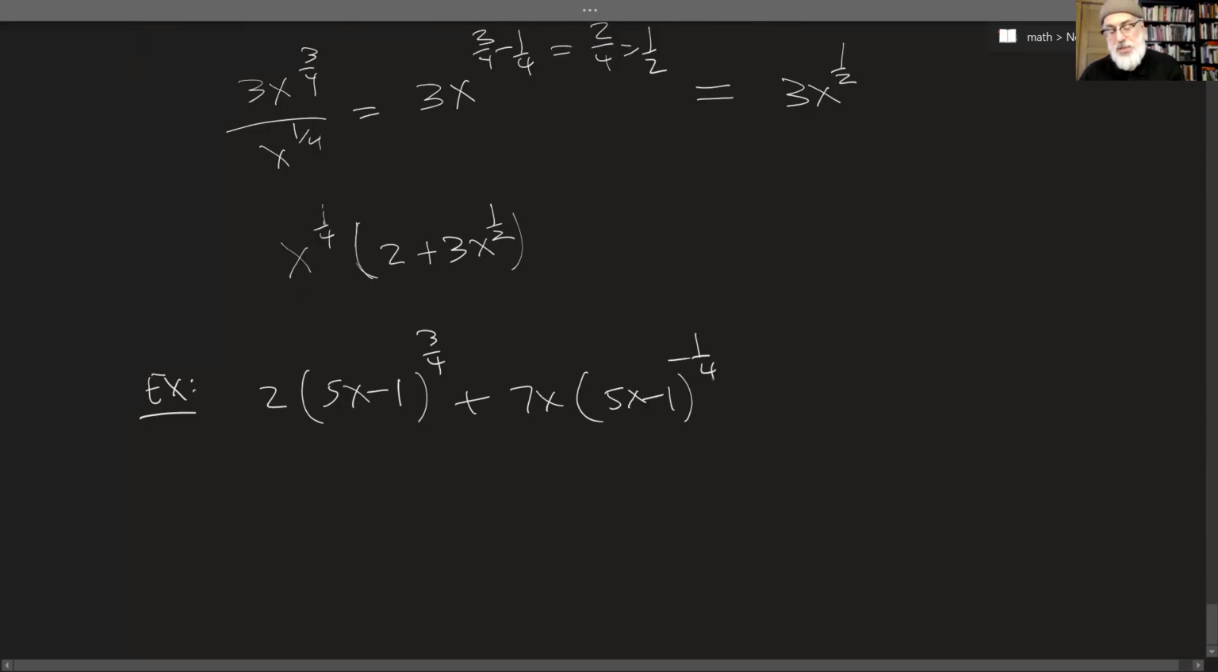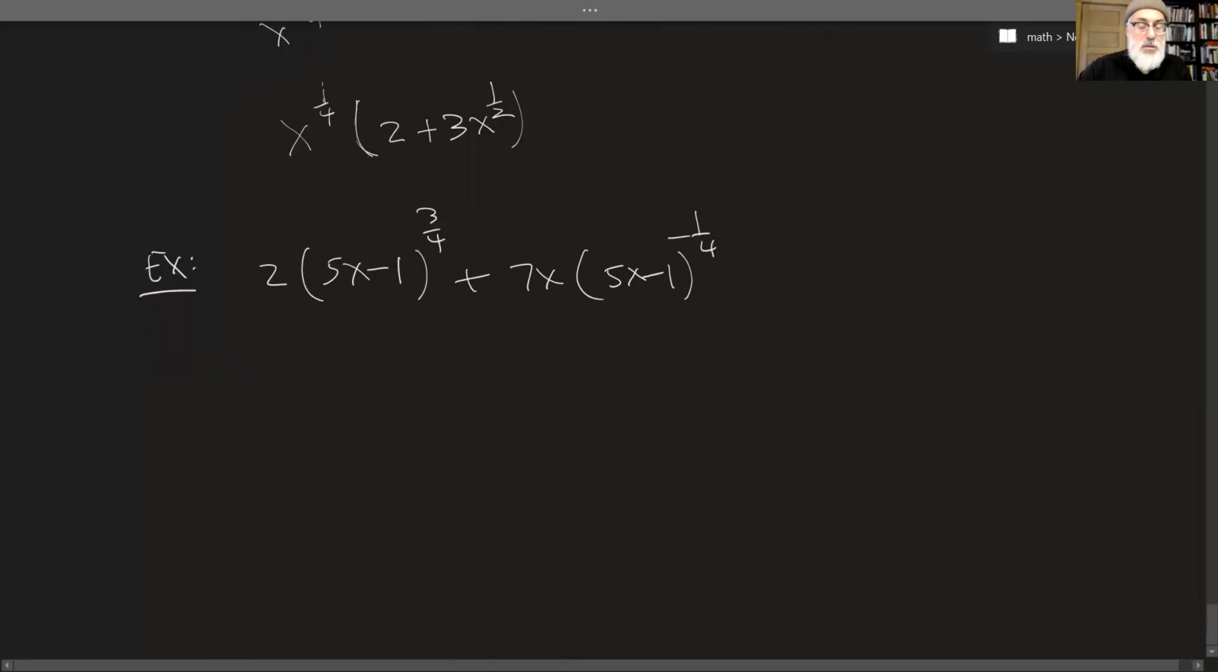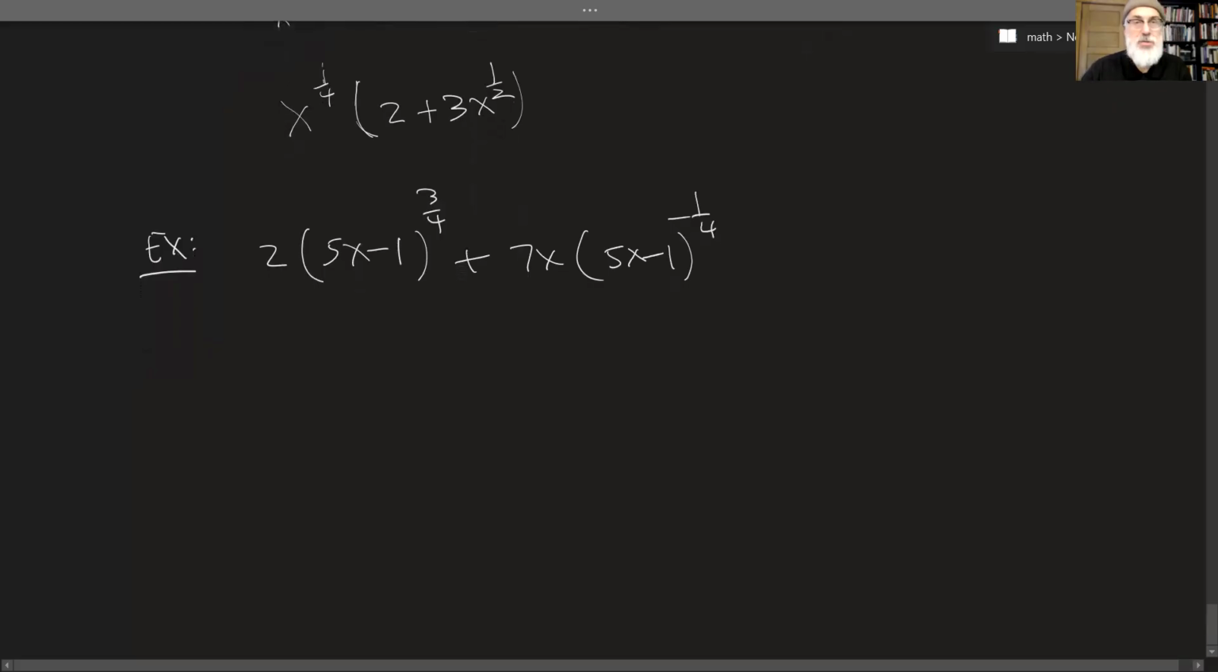And we want the 5x minus 1s to be the same base so that we can handle this exponent. So we want to factor from each term what they have in common. Now, what's the smallest power here? Well, negative 1/4 is smaller than 3/4. So let's say that the greatest common factor here is 5x minus 1 to the negative 1/4.